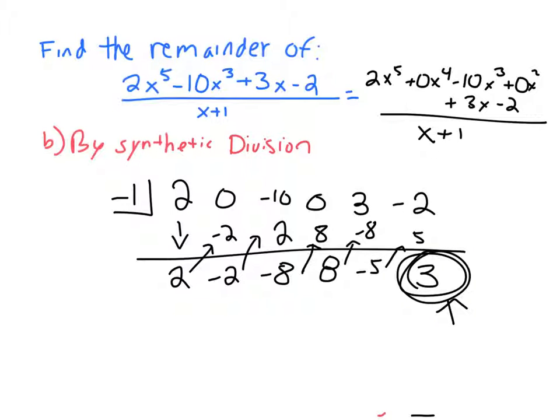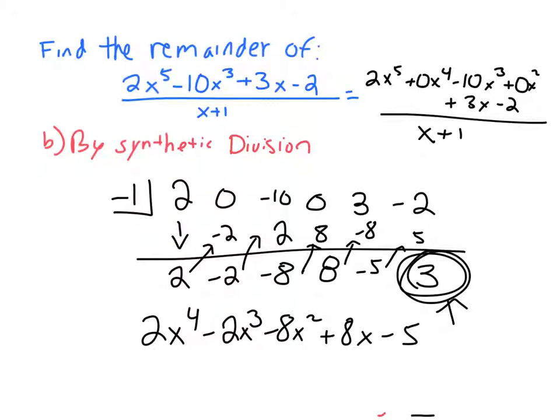We can actually find the quotient as well. Remember we started with x to the 5th, so that means we're going to have x to the 4th here, minus 2x to the 3rd, minus 8x squared, plus 8x, minus 5. So that's the quotient, and this is the remainder, 3. 3 is the same remainder we found using the remainder theorem, so that's good. All right, now let's do this using long division.